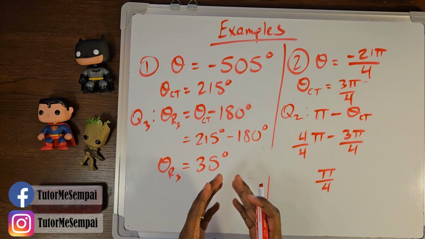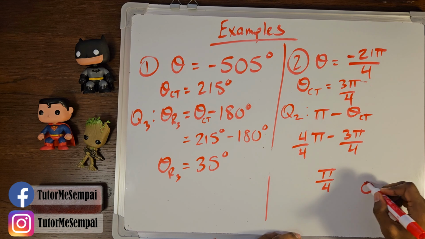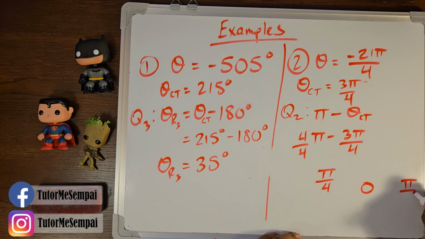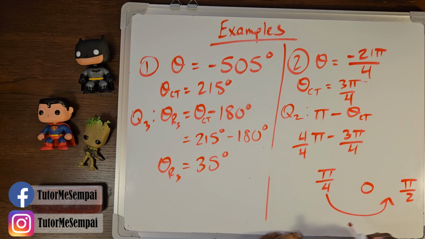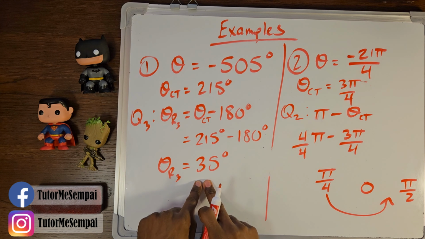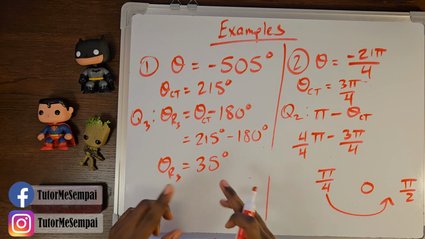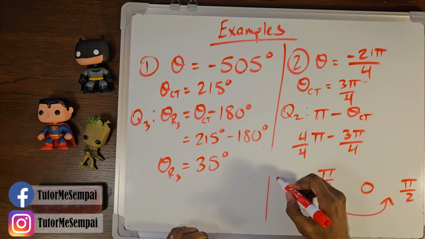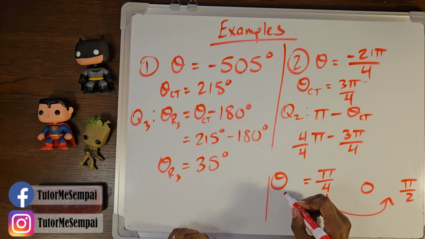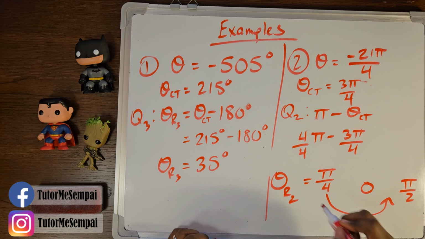Is this between 0 and pi over 2? Yes, this is going to be right there in the middle between 0 and pi over 2. That means it's an acute angle. We already know it's positive. It's going to be an acute angle. Same thing for this. We see it's positive. We see it's less than 90 degrees. It's an acute angle. Both of our reference angles are going to be correct in this situation. This is our reference angle 2.